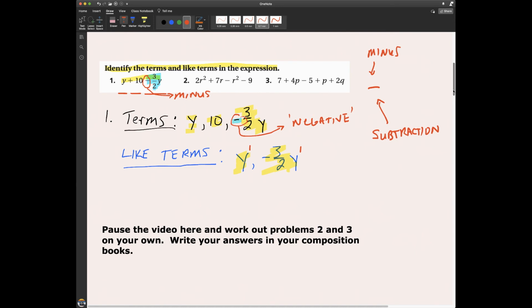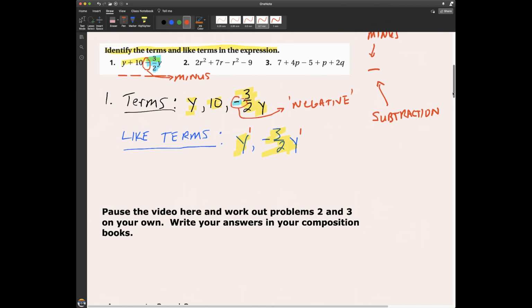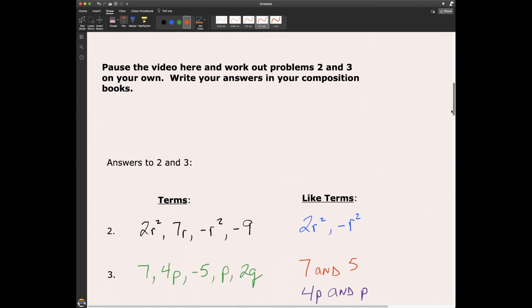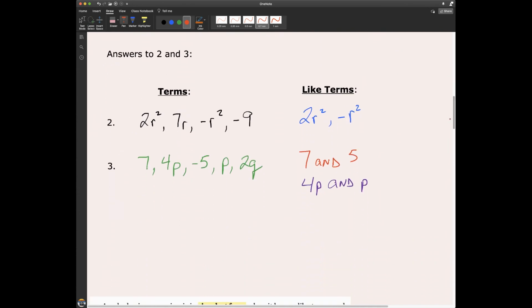Okay, so we're back, and hopefully you have worked out those problems. I'm going to scroll down and show you the answers to problems 2 and 3 so you can check your work. Okay, so for problem 2, the terms are 2r squared, 7r, negative r squared, and negative 9. I guess I should write down the expression. It was 2r squared plus 7r minus r squared minus 9.